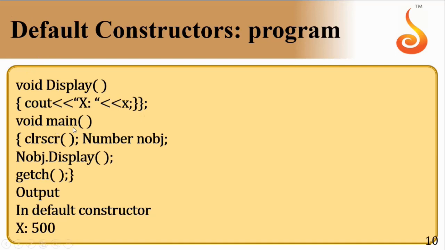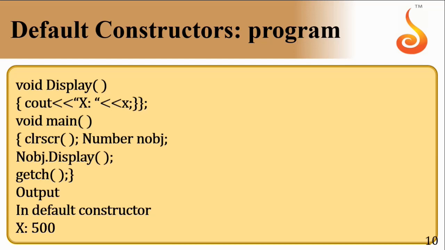After that, void main. Every program should have a main. Clear screen. I'm putting a semicolon, so this becomes a new line. Number nobj. What happens? I'm creating an object. How do I create an object? Class name, space, the object name. This is the syntax for creating objects.